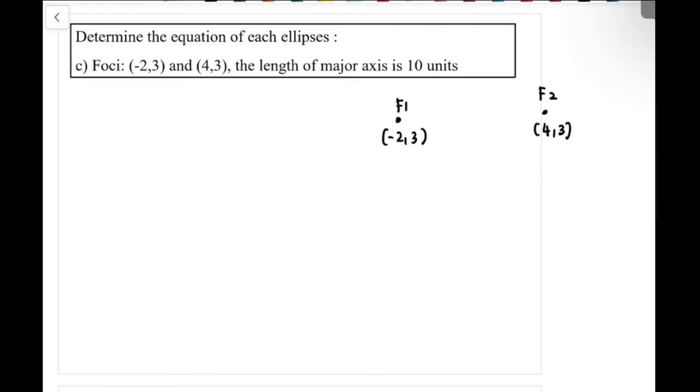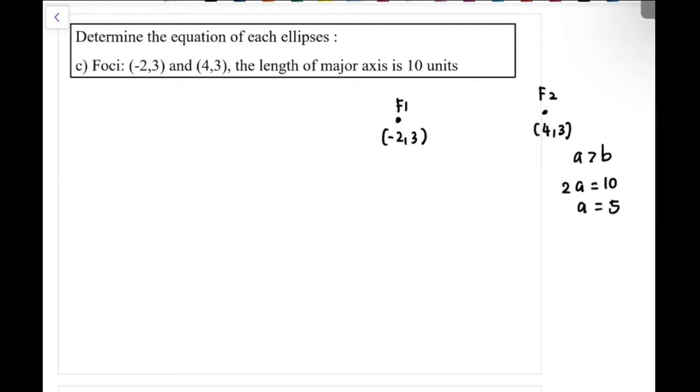Dia duduk atas paksi A. So A must be greater than B. Itu hint paling penting. Awak mesti tahu siapa lagi panjang. Okay. And then the length of the major axis is 10. Remember, the length must be double of A. Sekarang ni A yang kita dah tahu length of major. Okay. So if 2A is 10, A must be 5.